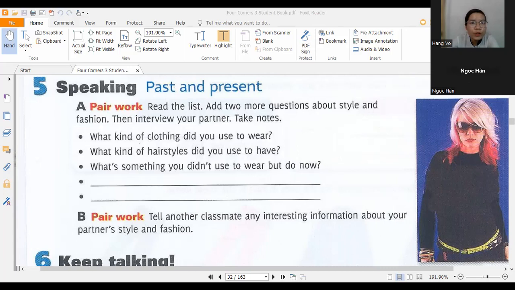All right. So now one more question for you. What's your dressing style? Là phong cách ăn mặc của bạn là gì? Is it casual, elegant, or fancy or simple, something like that? What's your style? My style is simple.